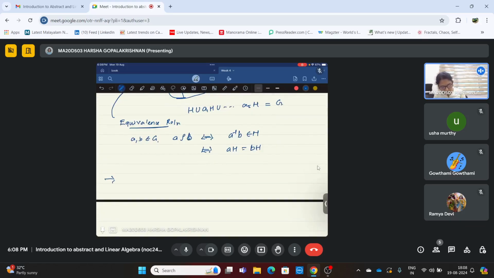Now the next important result is that the cardinality of aH and the cardinality of bH are equal. If it is finite, say H has 5 elements, then aH will also have 5 elements, and bH will also have 5 elements.